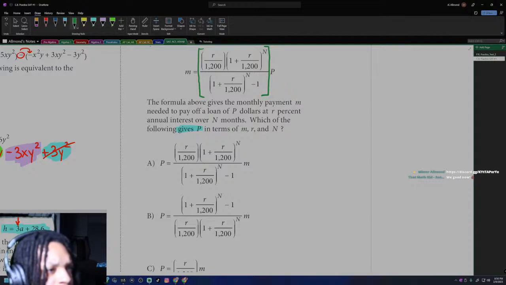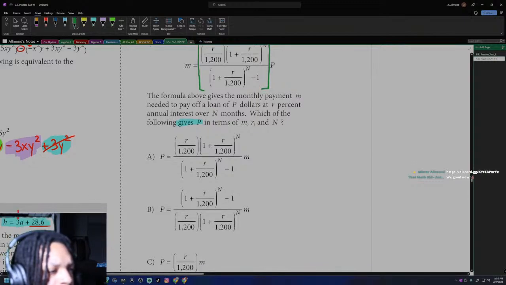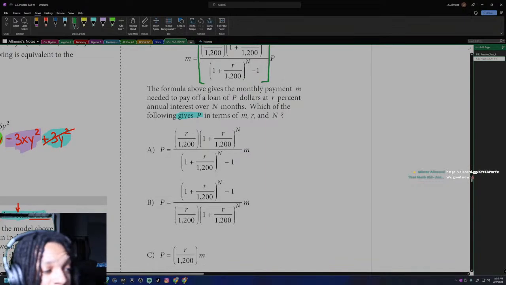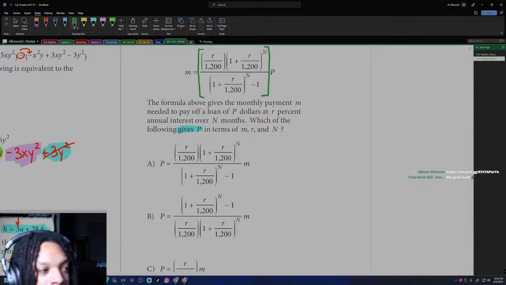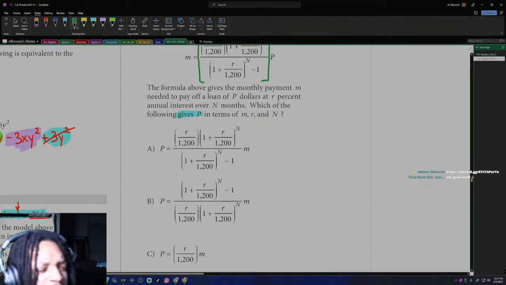Okay, so to get P by itself, it should be M over that. I guess they're probably keep change flipping. Since I don't see an M on top and the big thing on bottom, I'm betting that they're keep change flipping. So if I were to do that, I would keep the M and I would flip the fraction in the bracket. So this big old thing minus 1 should be on top, and then the top should be on bottom basically. And so that looks like B.